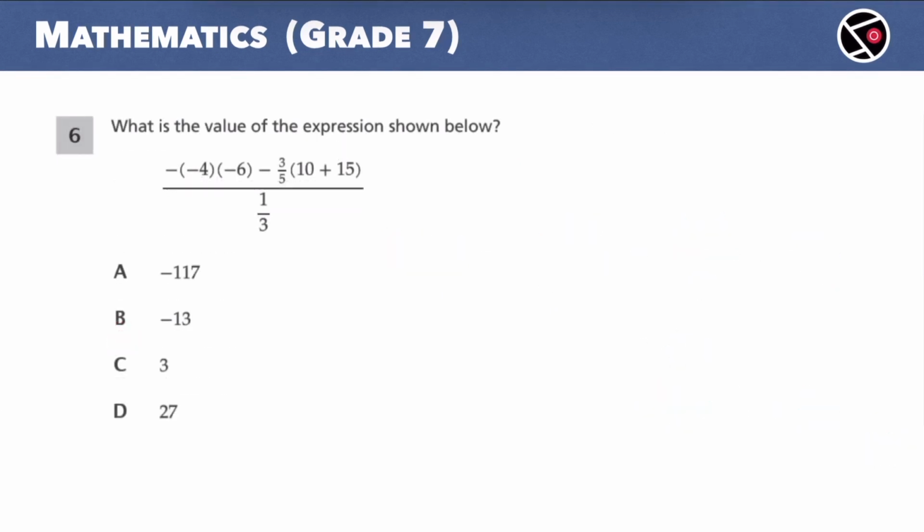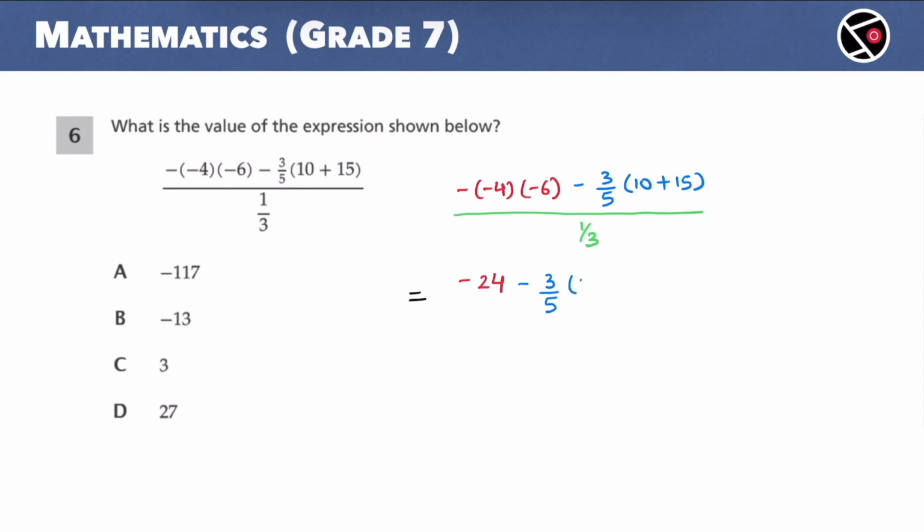Problem number 6. What is the value of the expression shown below? We have minus 4, minus 6, 3/5 in the brackets, 10 plus 15, divided by 1/3. We have minus times minus, 4 times minus 6. Odd number of minus signs. So we have minus 4 6s are 24, minus 3/5. In the brackets we have 25.